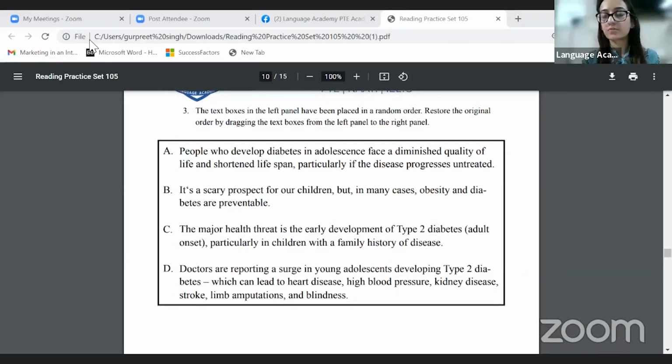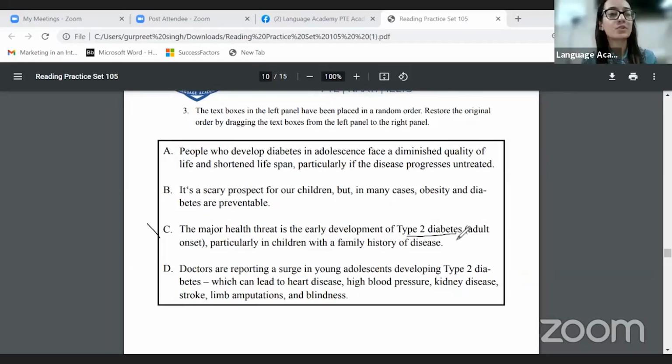All right, should be done. This is one question which was simply based on going with the flow of information. First, you say something and you give more information about that, and you give further information about that. This was that kind of question where you first introduce your topic. The major health threat is the early development of type 2 diabetes. This is your topic that we are going to talk about.